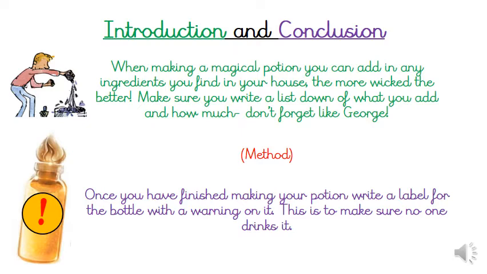Then in the middle you'd have the method, which I've just written the word method, but yours will obviously be longer. And at the end, the conclusion, you're going to sum everything up. So in the end, my example is, once you have finished making your potion, write a label for the bottle with a warning on it. This is to make sure no one drinks it. So in real life, if you really made a potion or a medicine, you really wouldn't want anyone to drink it. So you're giving people a warning at the end.